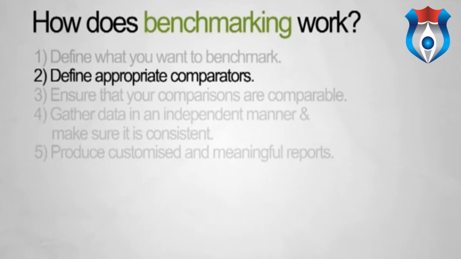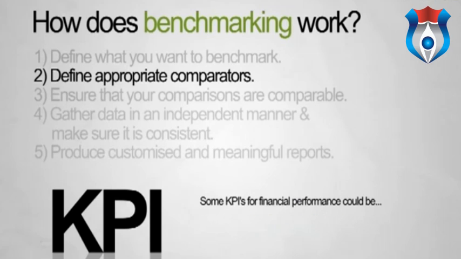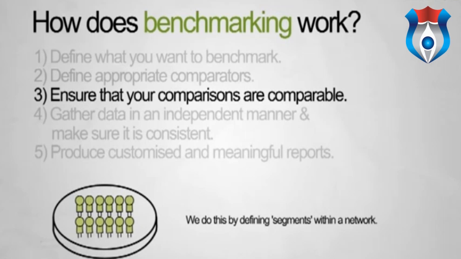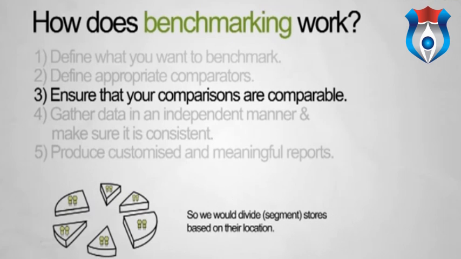Second, define appropriate comparators. We call them key performance indicators, or KPIs. Some KPIs for financial performance could be sales, margin, productivity. Third, ensure that your comparisons are comparable. We do this by defining segments within a network. For example, it might not make sense to compare a store in metropolitan Sydney to a store in regional New South Wales, so we would divide or segment stores based on their location.